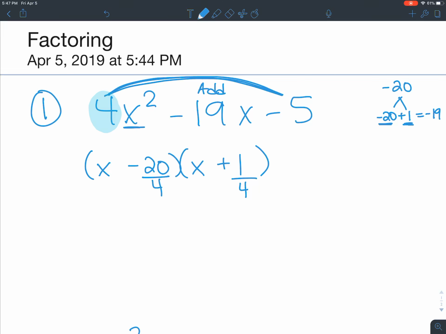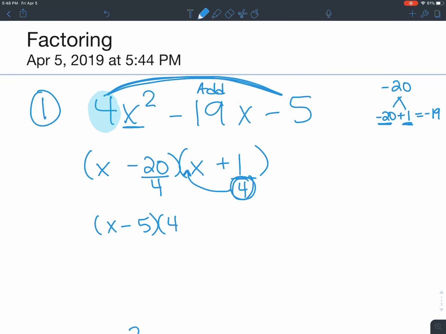Now, some of it will simplify, but not all of them will. So this one simplifies to be x minus 5. The second one does not. So we're going to take this 4, and we're going to move it right in front of here. And this is not necessarily for any other reason other than someone noticed a shortcut that this works. So we've got the 4 in front of the x, and then +1.